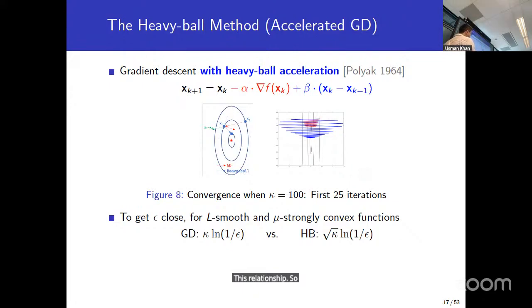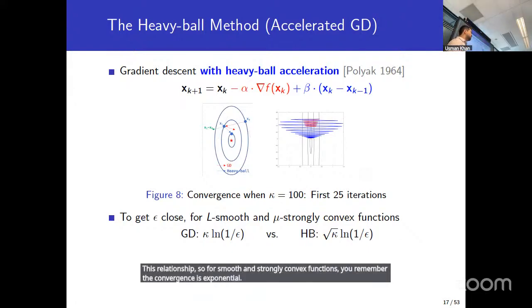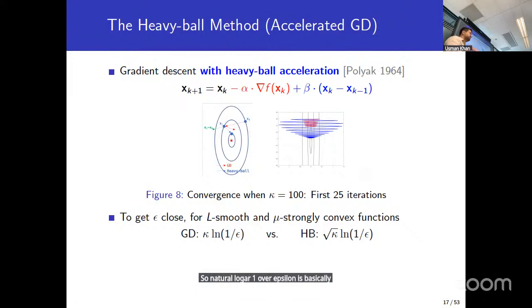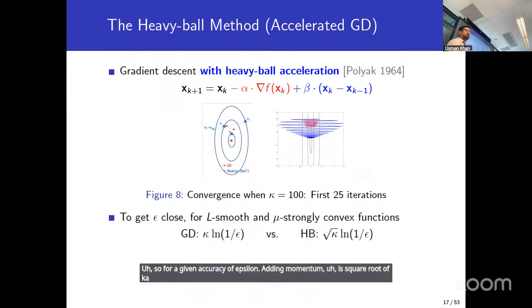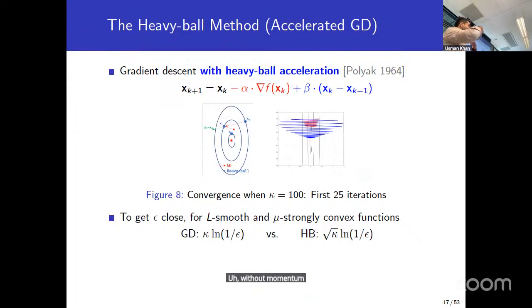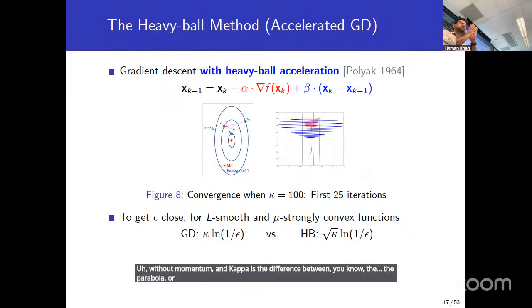So for smooth and strongly convex functions, you remember the convergence is exponential. So natural log of 1 over epsilon is basically that exponential convergence. If you want epsilon to be 10 to the power minus 6, then 1 over epsilon is 10 to the power 6, so this is natural log of 10 to the 6 times kappa. So for a given accuracy of epsilon, adding momentum is square root of kappa faster than without momentum. And kappa is the difference between the steepness of the parabola in one direction versus the other, right?